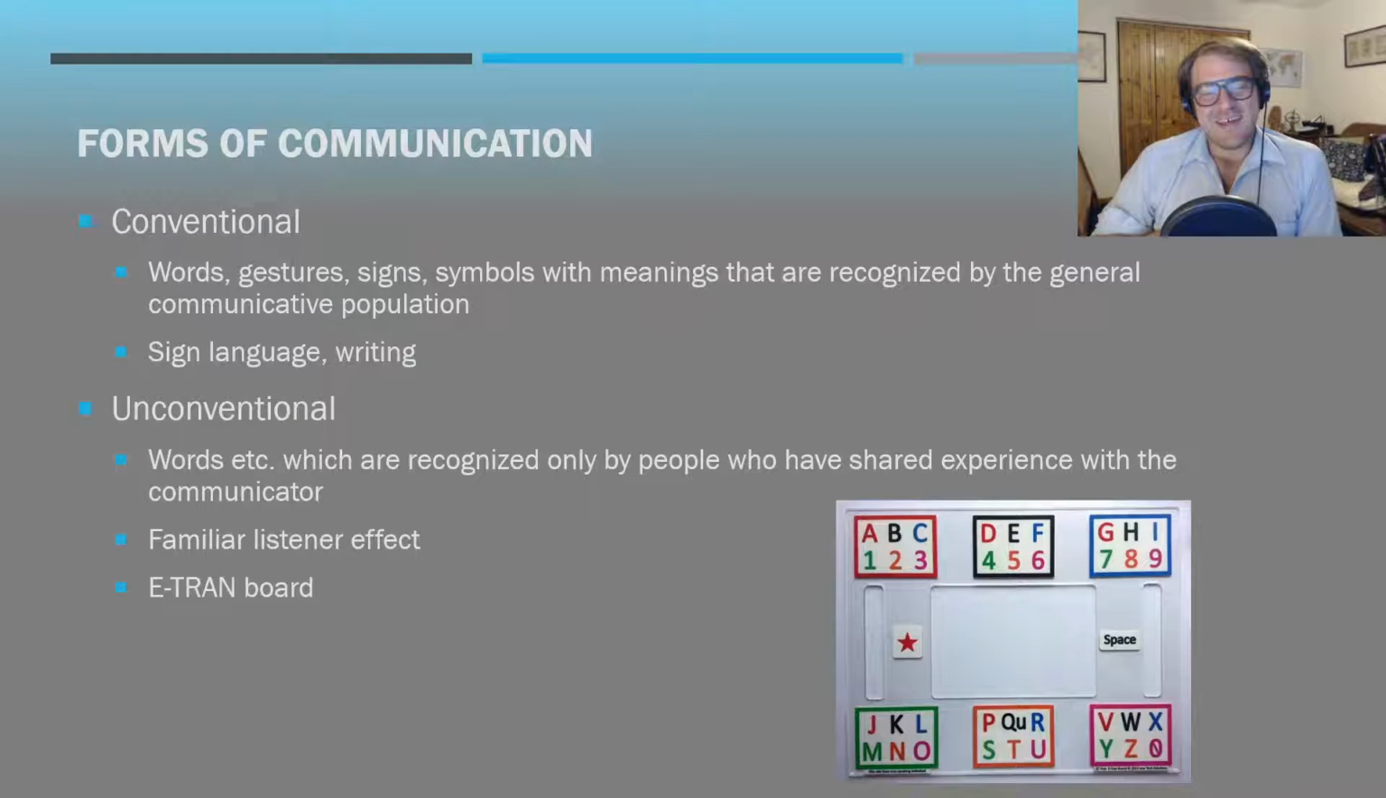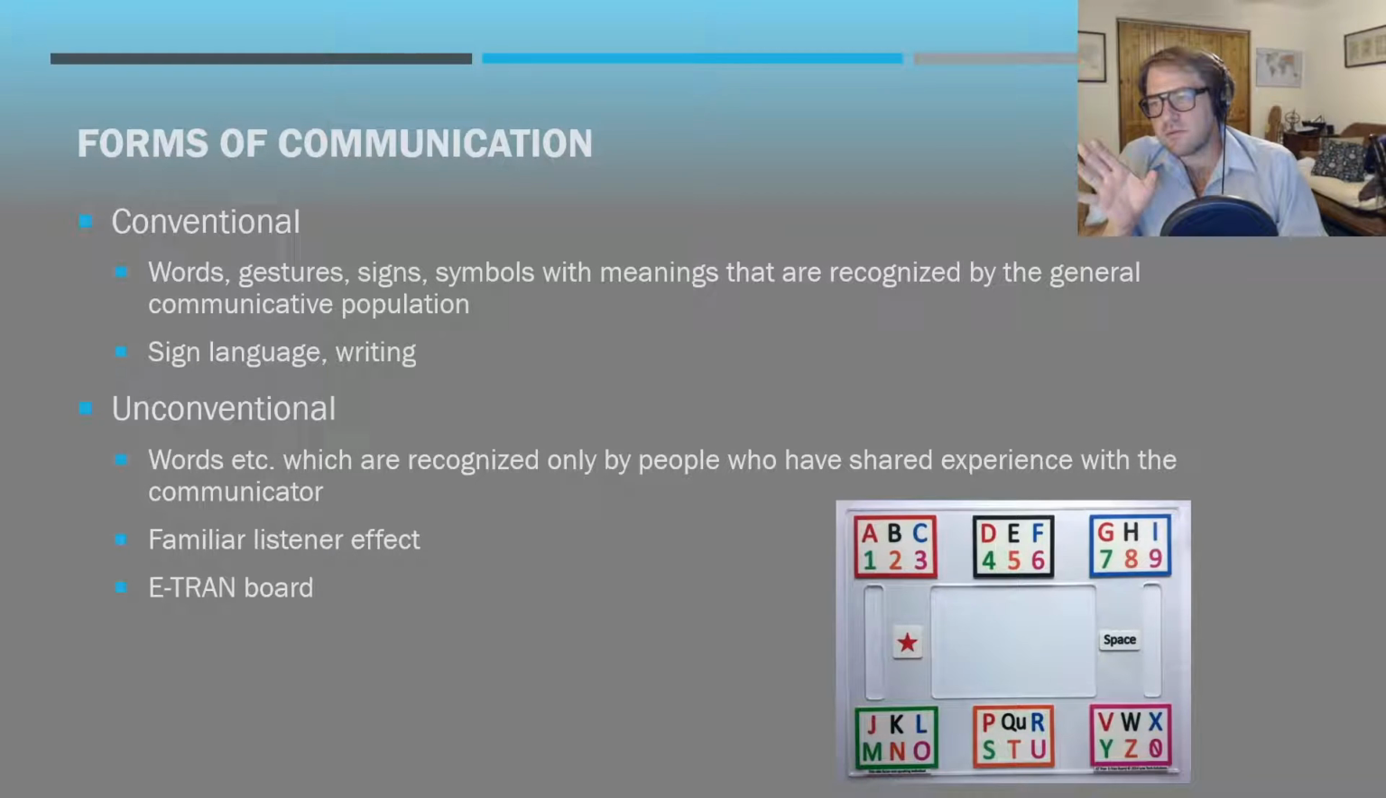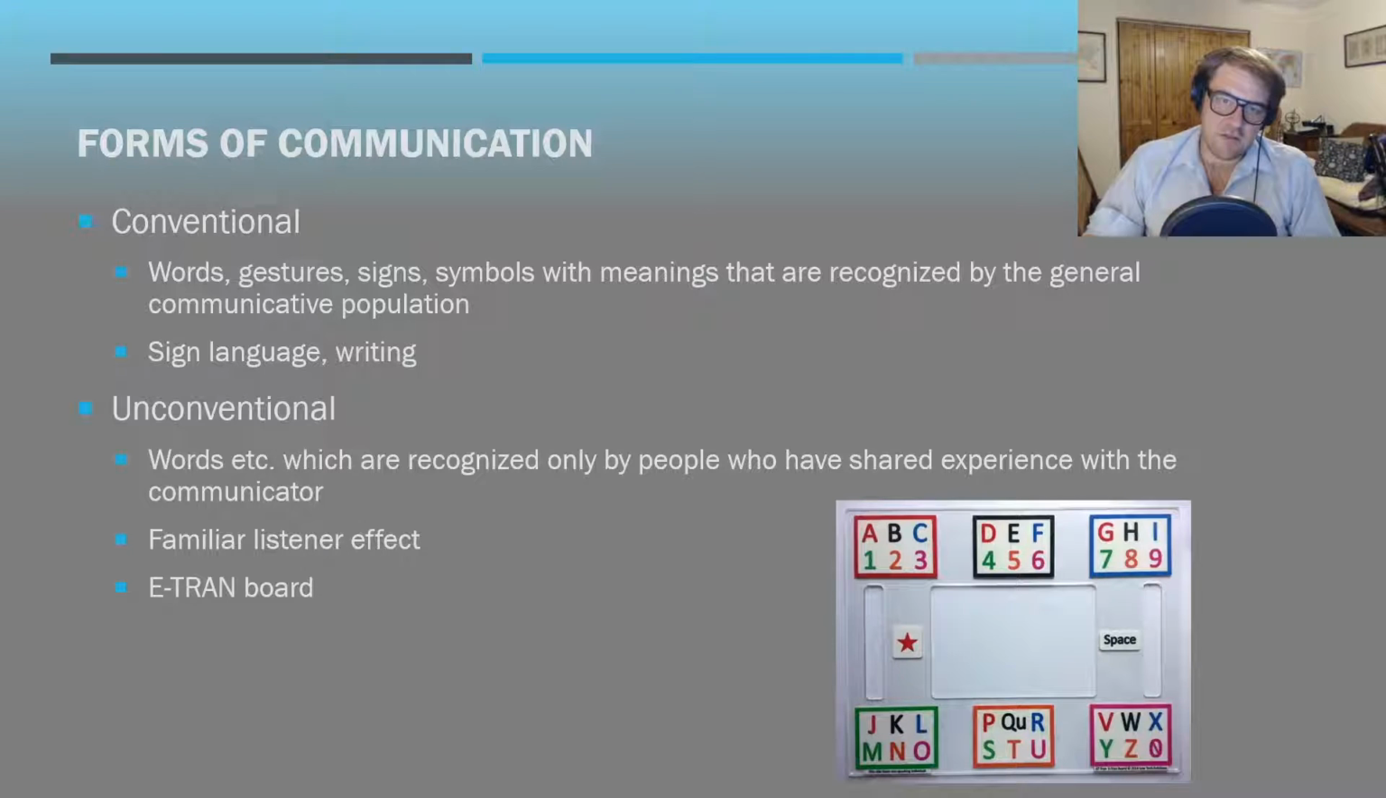We're good. So we can break this into conventional and unconventional. So conventional is going to use words, gestures, signs, symbols, all these different things that the general population would understand. We're going to generalize heavily here, but let's just go with the English-speaking Americans. Most of us don't know sign language. Sign language does go here, though, because there are a lot of people who do speak sign language.